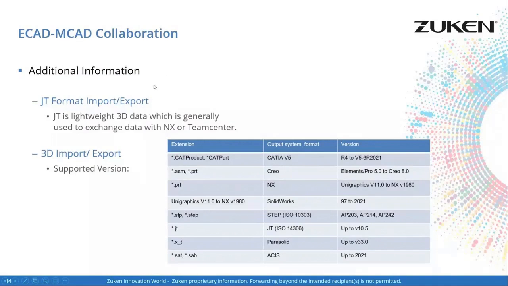So just going to go on to some of the supported formats. As Klaus mentioned earlier, we now support the JT format, import and export. JT is a lightweight 3D data format, which is generally used to exchange data between NX and Teamcenter. And then further here, these are the other supported options on export and import: CATIA data, Creo, NX, STEP, JT, as we mentioned, and Parasolid. So these files are the native CAD system files that can be imported directly from the mechanical team.